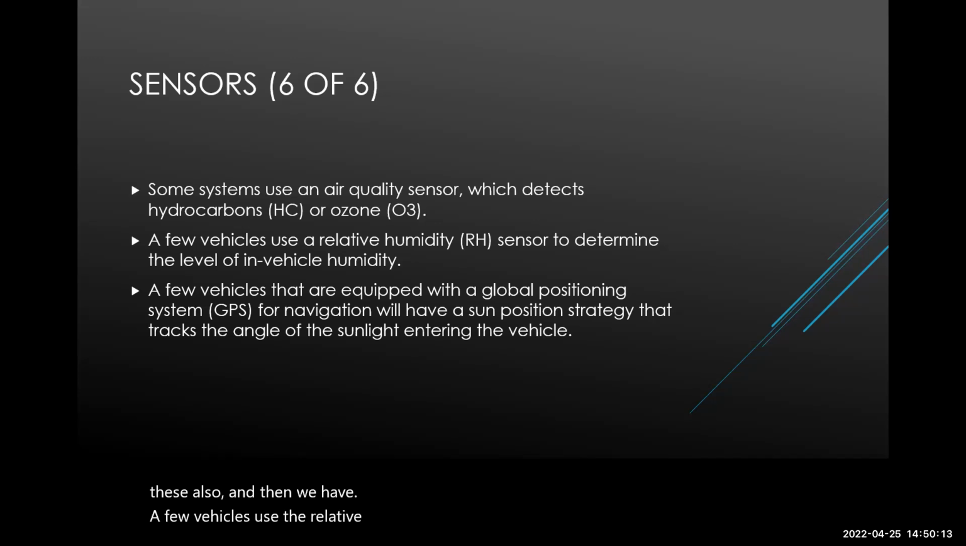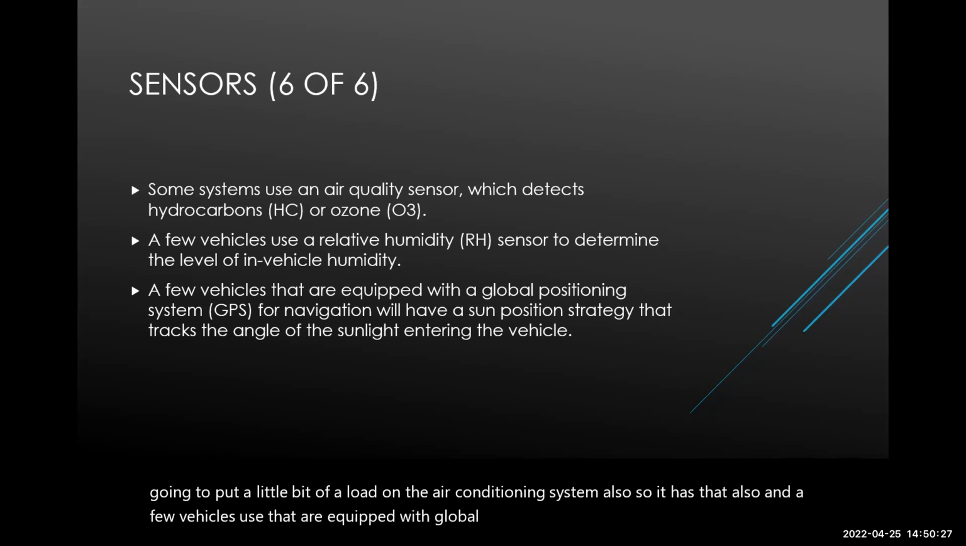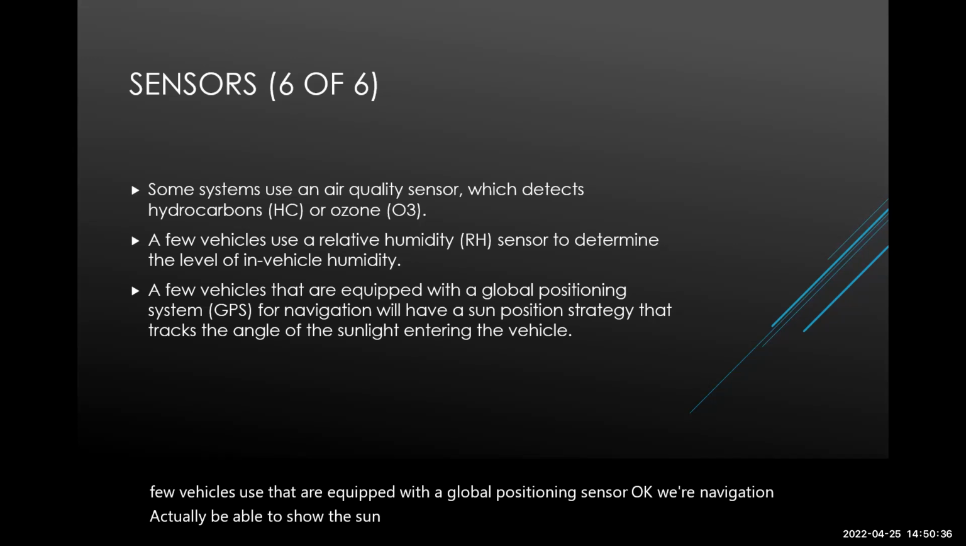Again, remember, if it's really humid outside, that's going to put a little bit of a load on the air conditioning system also. So it has that also. And a few vehicles are equipped with a global positioning sensor, okay, for navigation, which will actually be able to show the sun position. That way it can actually help with the temperature inside the car too.